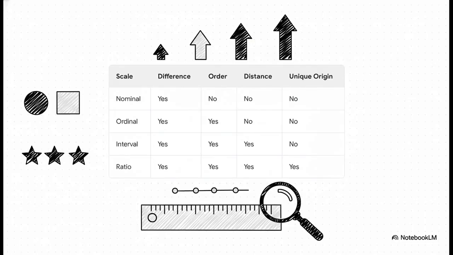This table lays it all out beautifully. You can see how each scale builds on the one before it. It's like adding a new power-up at each level. Nominal just tells you things are different. Ordinal adds order. Interval adds equal distance.